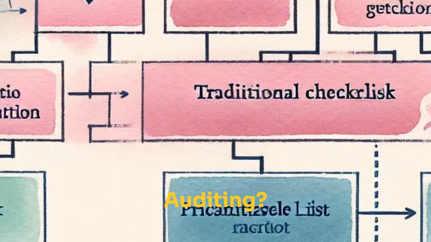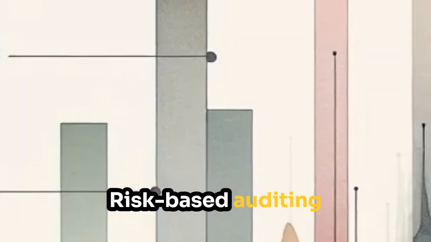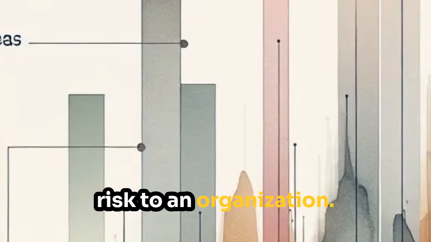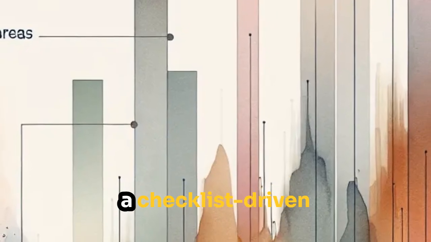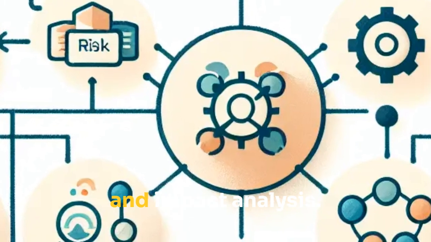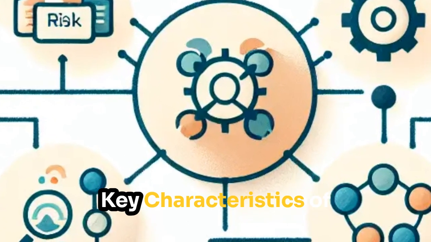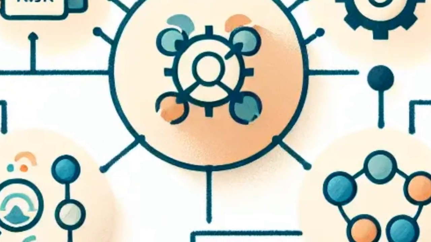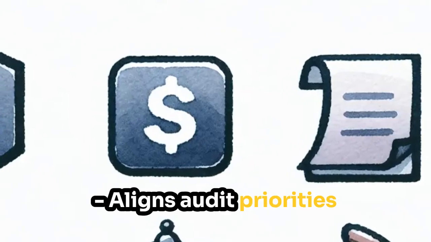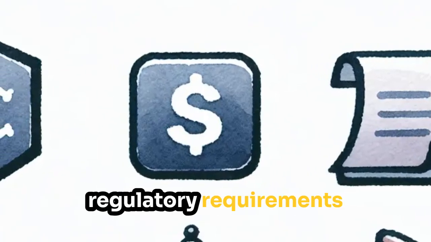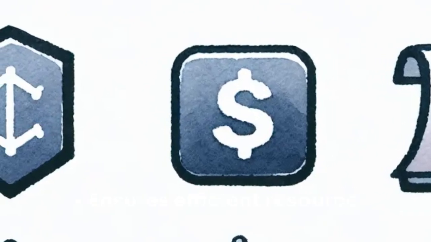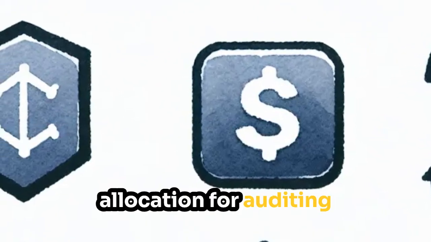1. What is risk-based auditing? Risk-based auditing, RBA, is an audit approach that prioritizes areas with the highest risk to an organization. Instead of following a checklist-driven audit, RBA tailors the audit process based on risk assessments and impact analysis. Key characteristics of risk-based auditing: focuses on high-risk areas first, aligns audit priorities with business goals and regulatory requirements, uses data-driven decision-making to assess risks, ensures efficient resource allocation for auditing.